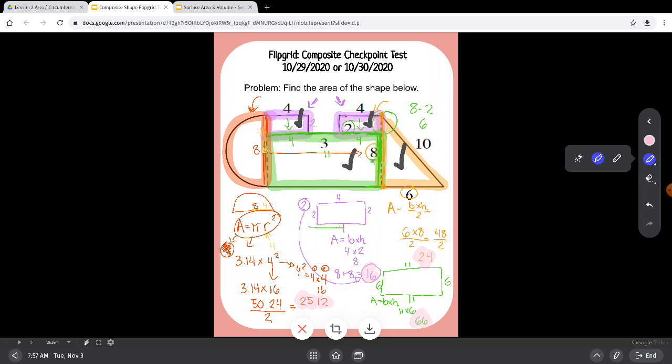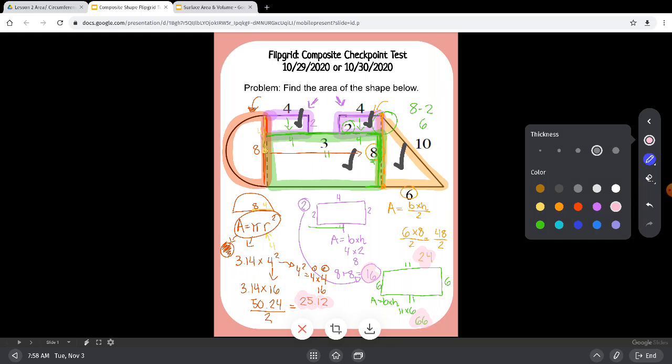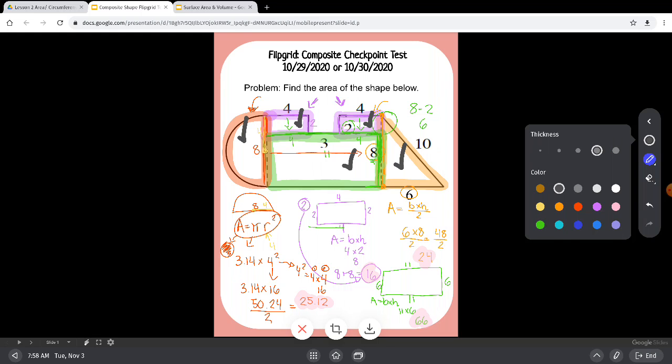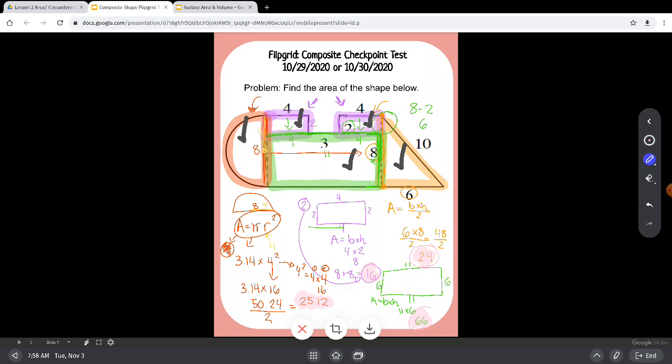Now I'm going to go back and check. Did I find the area for all of them? I got the triangle, the green rectangle, the 2 purples, and now I have the semicircle. So those are all good. The very last thing that we're going to do is take the numbers that I highlighted in pink for each one of our shapes' areas, and add those together for a composite area.